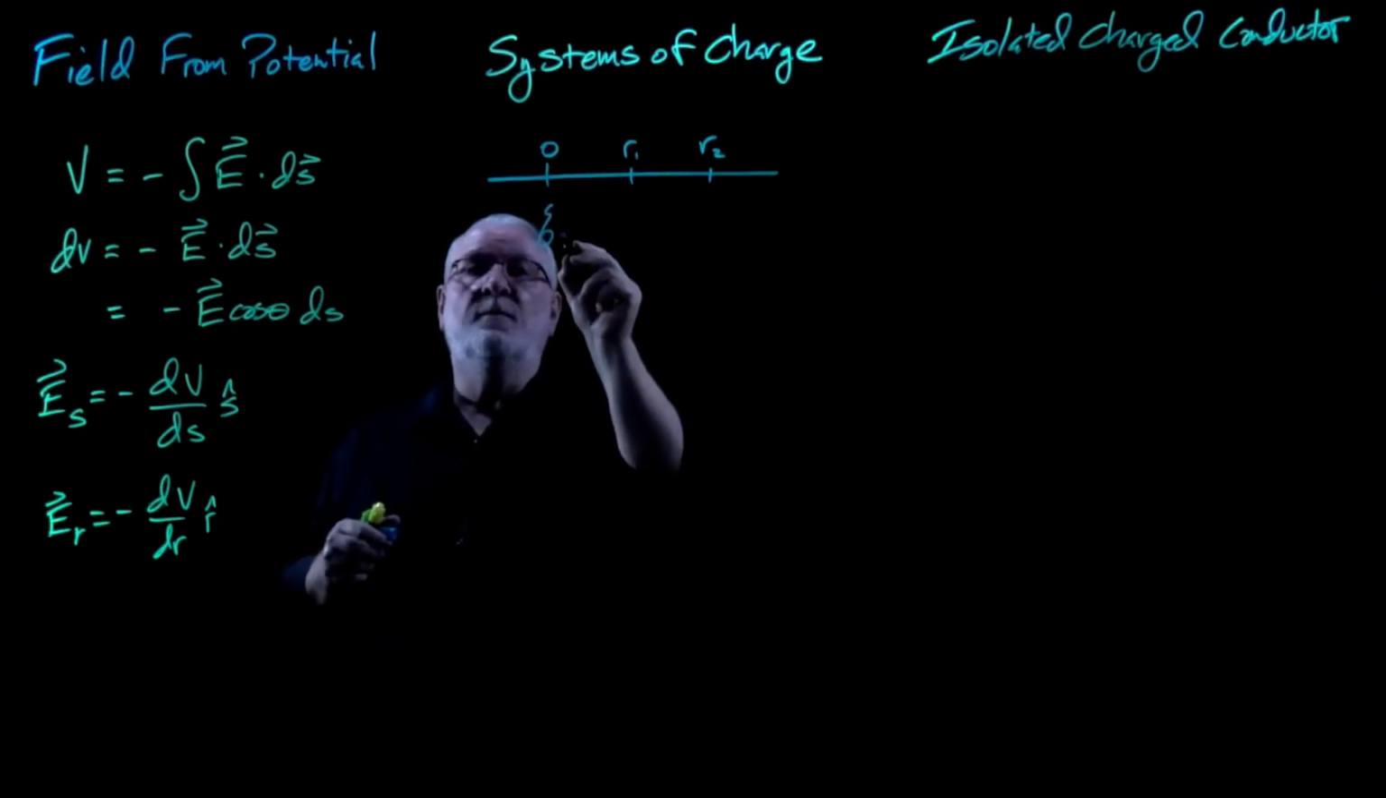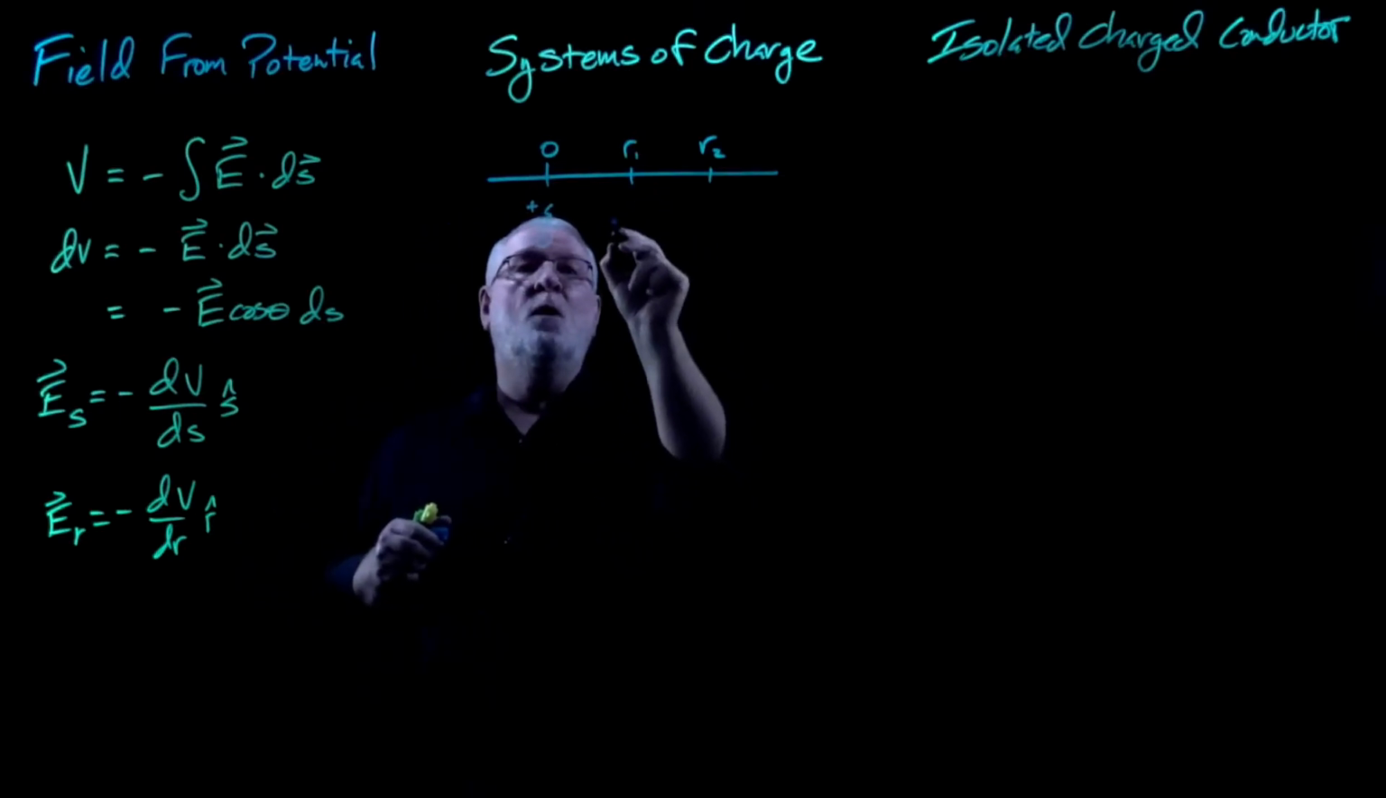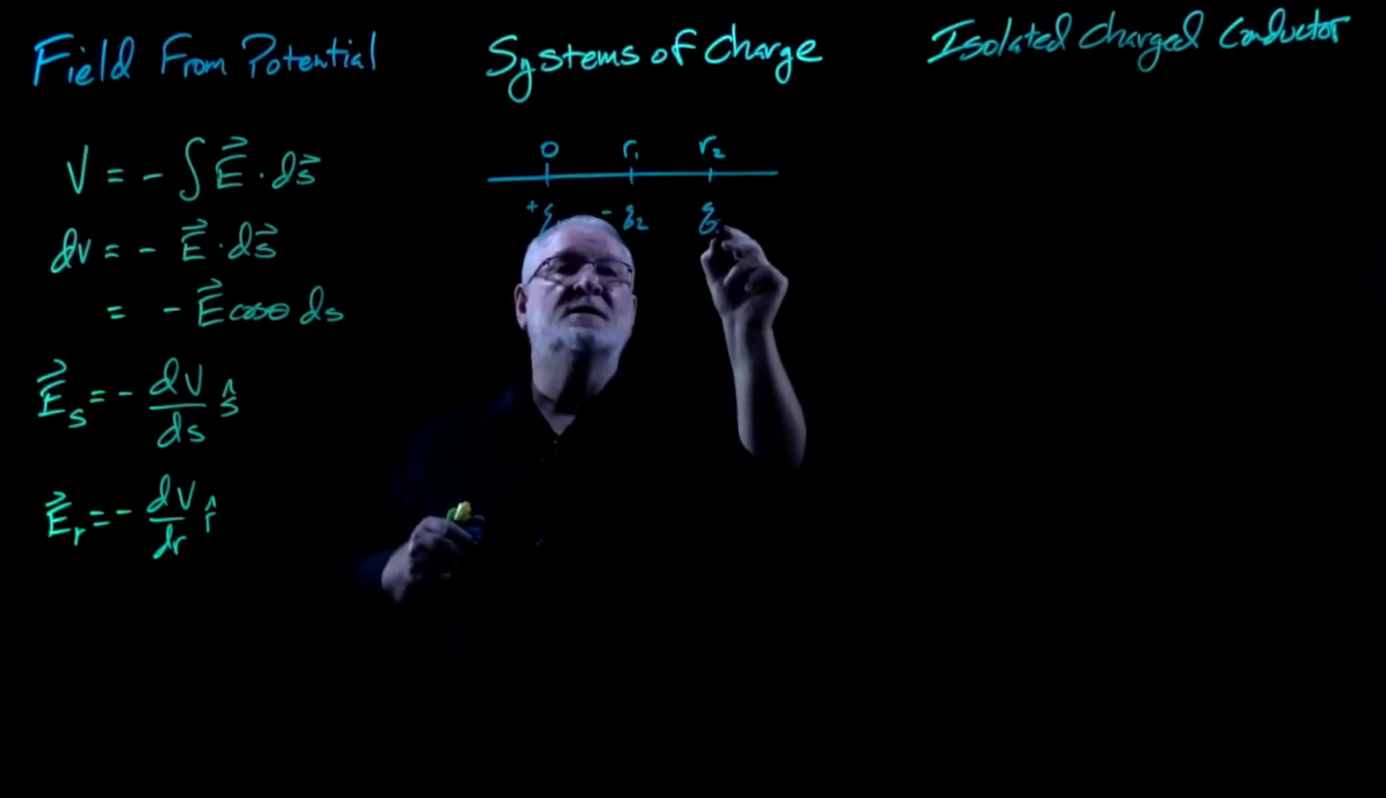And I'm going to place three charges at each of these spots. So at spot number 1, we'll have Q1, and it's a positive charge. At this spot, R1, we'll have negative Q2. And at R3, we'll have positive Q3.